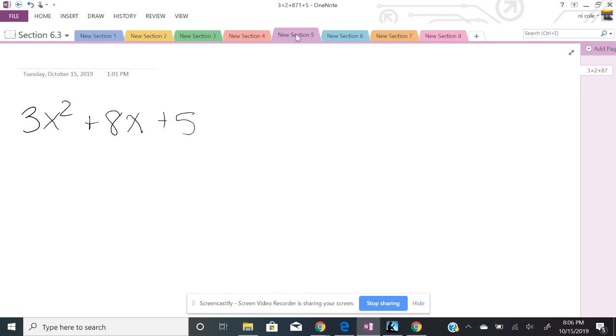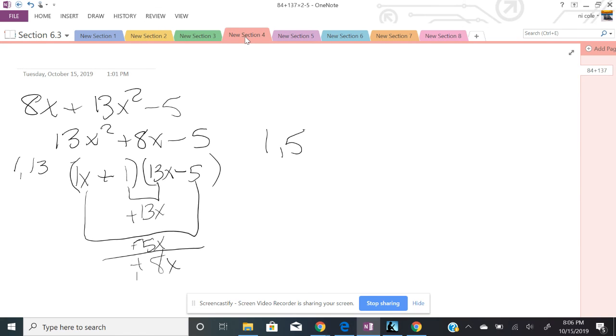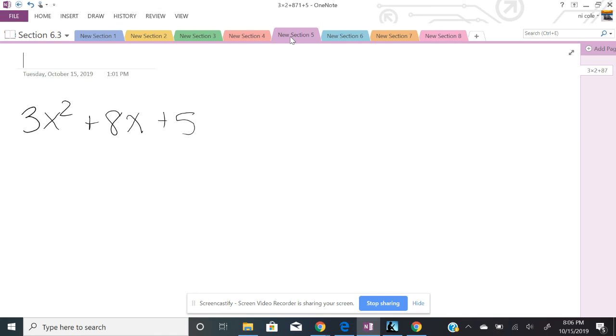Now, what about this problem? Isn't that the same problem? No. Okay, so let's look at this one. So again, we're going to come in, do this. How do we make 3? 1 and 3. How do we make 5? 1 and 5. So I'm going to put a 1x and a 3x.